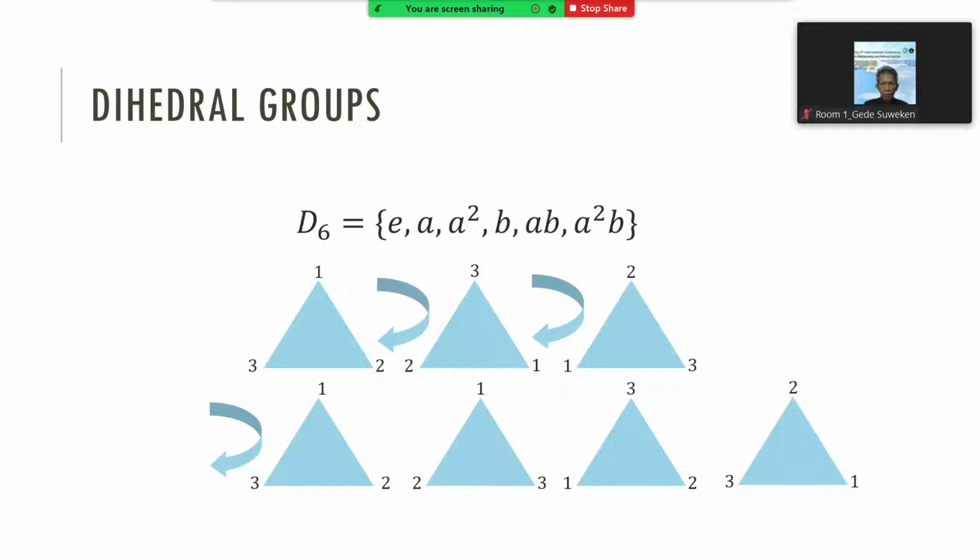Okay, and I want to mention that the dihedral group is not the polygon itself, but the symmetry of the polygon. So we don't have the shape of the polygon here, only the moves of the polygon.